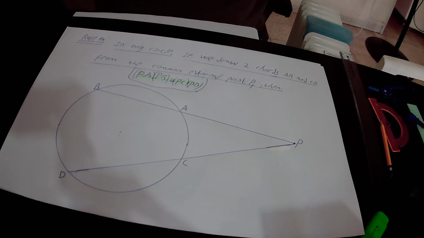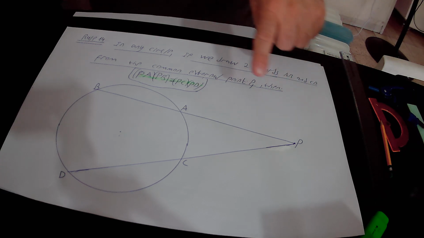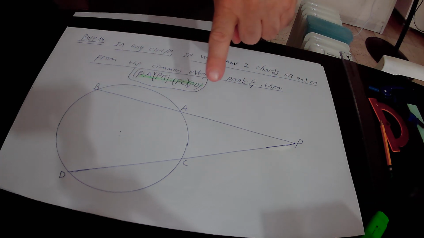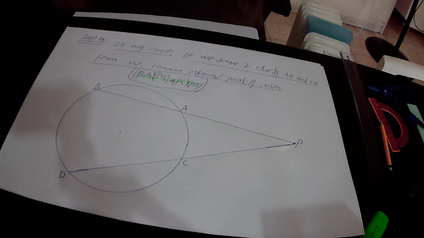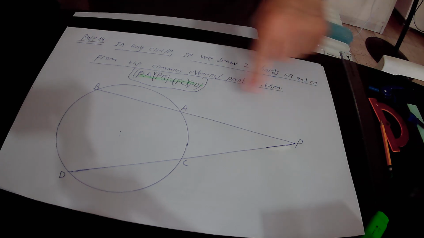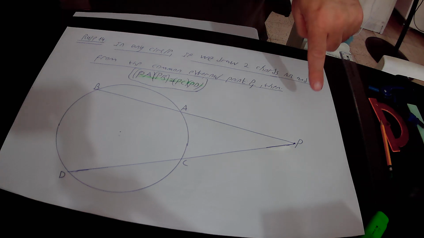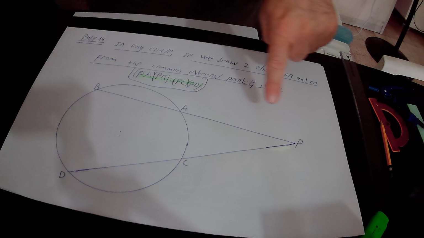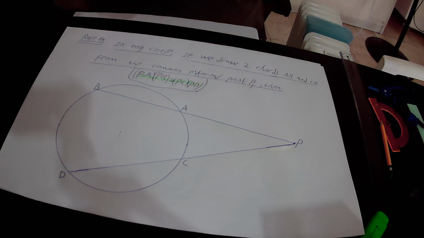Then from the same common external point P, we draw another line segment that cuts the circle at points C and D. In this way, we created chord CD. So in this drawing, the following equation is true: PA times PB equals PC times PD. Again, PA times PB equals PC times PD.